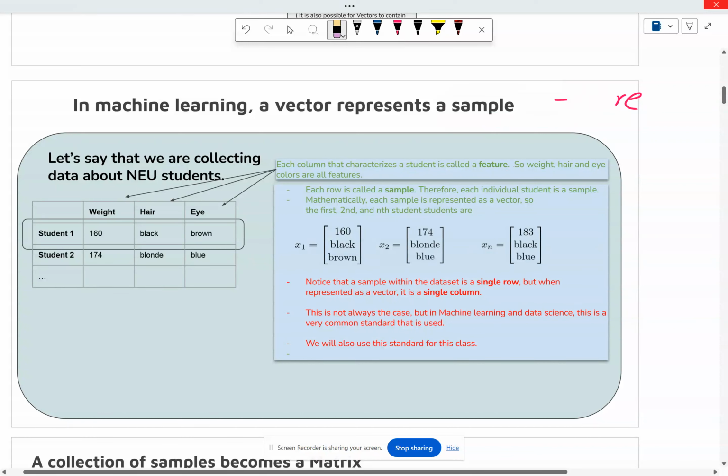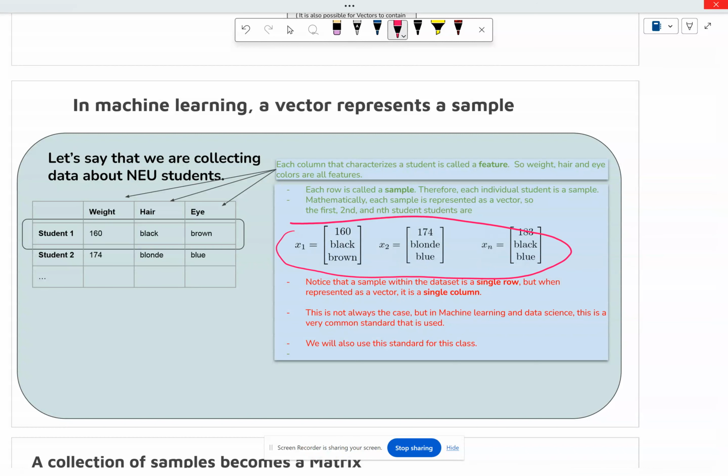A single sample can have multiple features. So you can picture we have a vector, and vectors are normally used to represent a single sample. Then we can distinguish different samples by putting numbers on them. So this is saying the first student, this is saying the second student, or the nth student. Whichever student you are talking about, you can just put that number there. This will be the standard we're going to use for the class. This is how we represent a vector, and different samples can be represented using the number subscript.